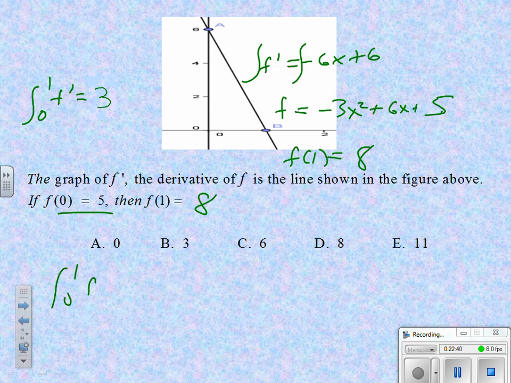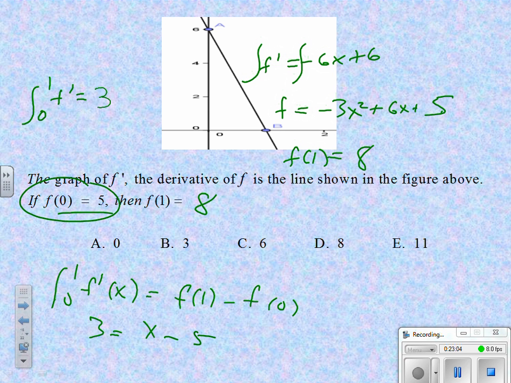The integral from 0 to 1 of f prime of x should equal f of 1 minus f of 0, shouldn't it? Well, this is asking for the area of the triangle. That's 3. F of 1 is the unknown, and f of 0 is given as 5. So what did this problem depend on? Yesterday we would have done it as an initial value problem. If you recognize it, it's much easier as a fundamental theorem of calculus problem.